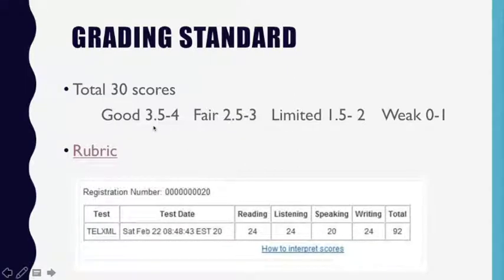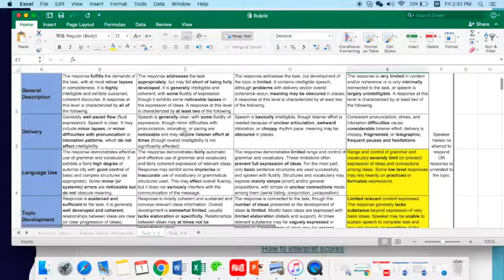Under Speaking, there will be 4 levels. Good is the highest level, for which you will get 3.5 to 4 points for each task. Fair is the second level for 2.5 to 3 points. When you get the limited level, you will get 1.5 to 2 points for that task, and 0 to 1 point for weak responses. Here's the rubric, which comes from the ETS official website.